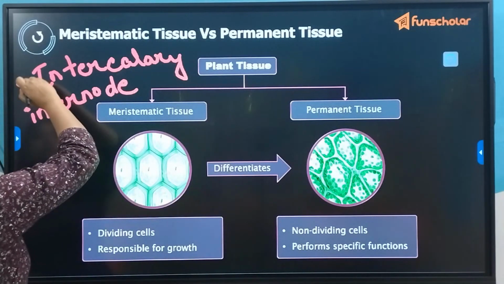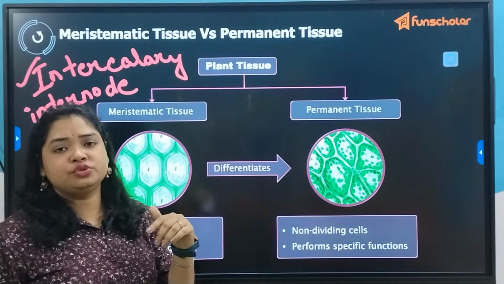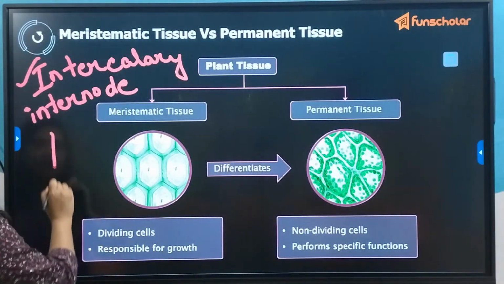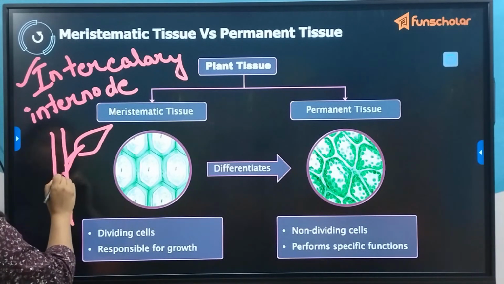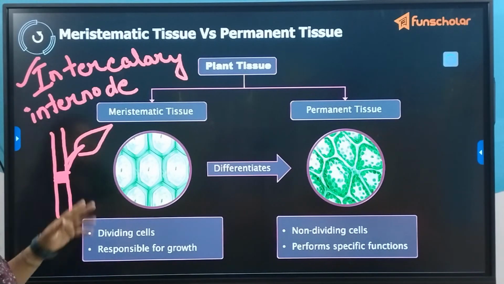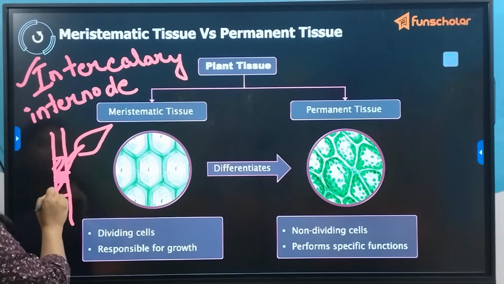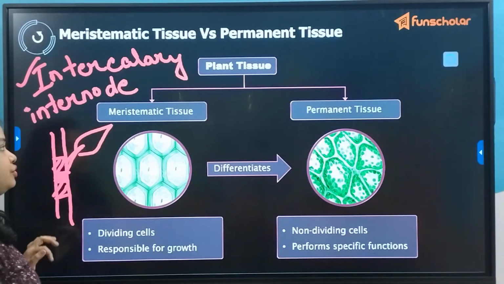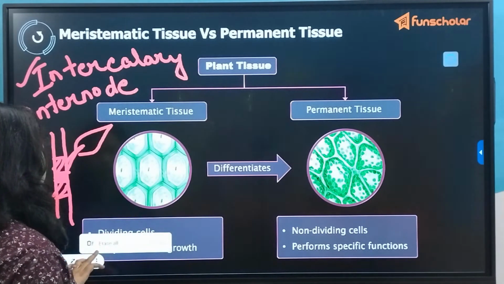This type of meristematic tissue is sandwiched between two permanent tissues, one above and one below. So if you see a plant body, at the base of this node, the intercalary meristematic tissue will lie, and above it will be the permanent tissue, and below it also will be the permanent tissue. So it is sandwiched between two permanent tissues. This is what is necessary to know about intercalary meristematic tissue.